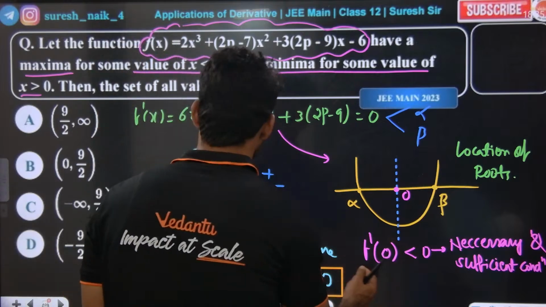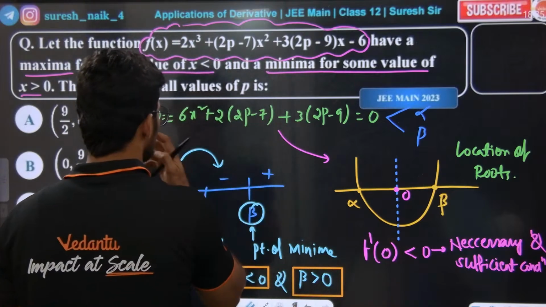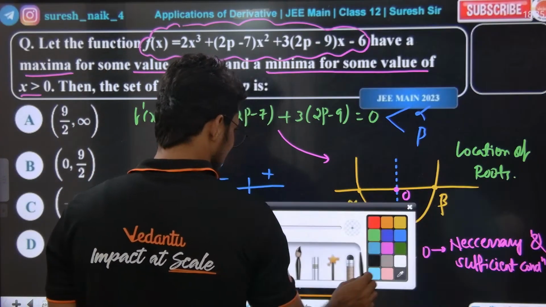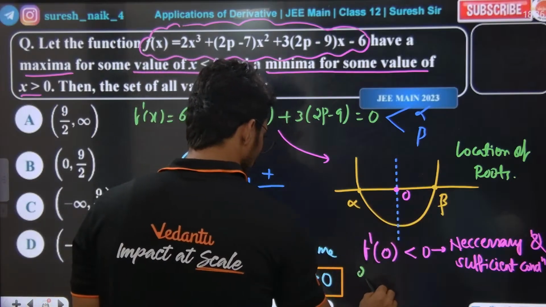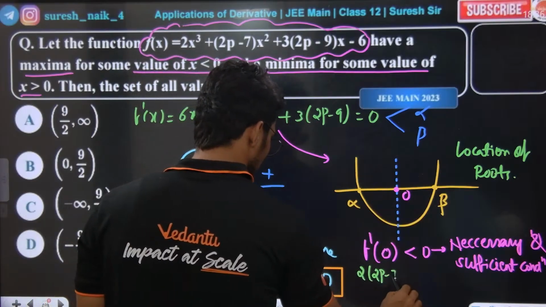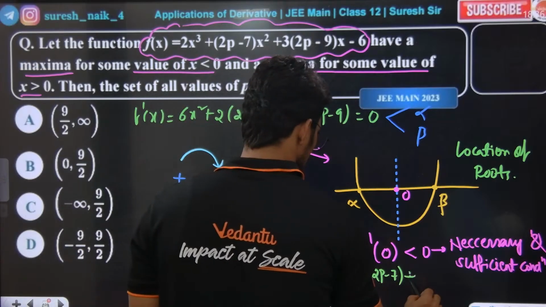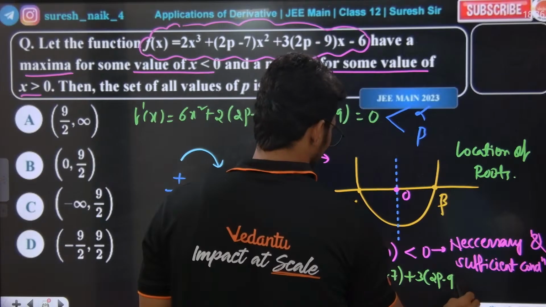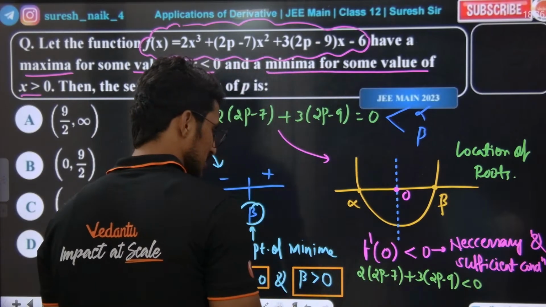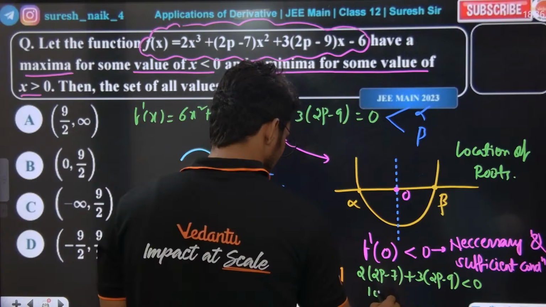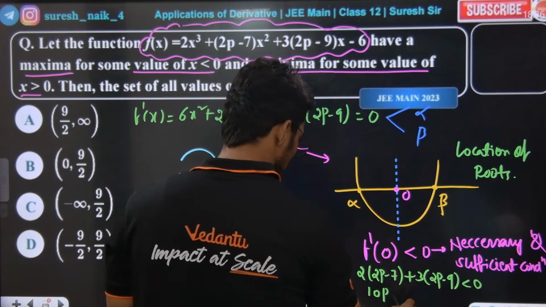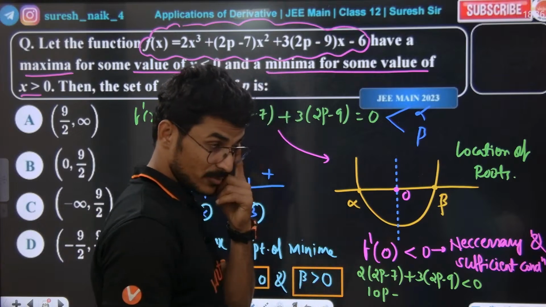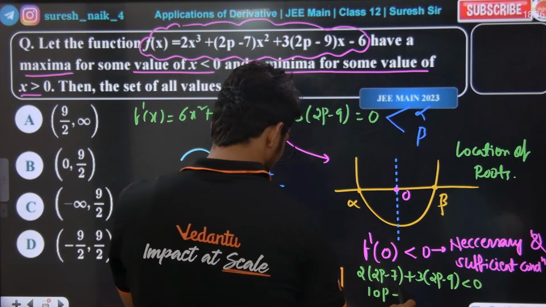Okay, find f dash of 0. Here it is 0, this is 0, it is okay. So f dash of 0 means directly substitute. So 2 into 2p minus 7 plus 3 into 2p minus 9 less than 0. Solving this, we will get the answer. 4p plus, so 10p minus 14 minus 27, how much?